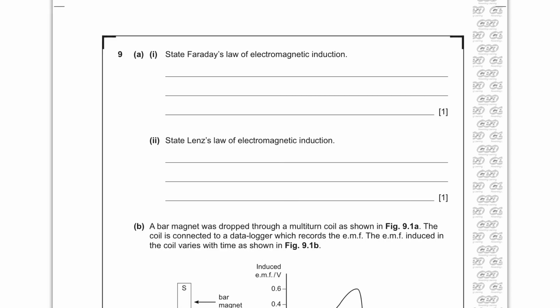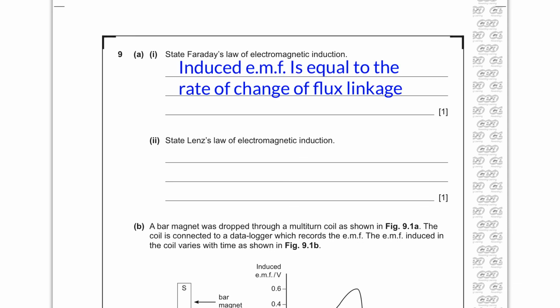Part 1 of 9a. State Faraday's law of electromagnetic induction. So we state that the induced EMF is equal to the rate of change of flux linkage, or you can say it's proportional to the rate of change of flux.